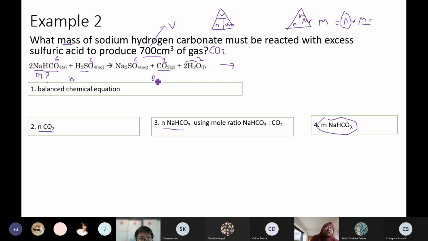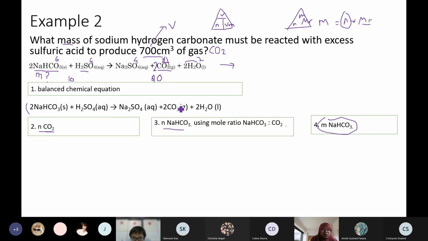How to make it balanced? We need to put a coefficient in front of the molecule. Which molecule will it be? CO2. What is the coefficient in front of CO2? 2. Yeah, we need to put 2 in front of CO2. So it will change into 4, 2 times 2 changes to 4. So the products will change to 10. Balanced. You can check sodium equals. So this is the balanced chemical reaction.